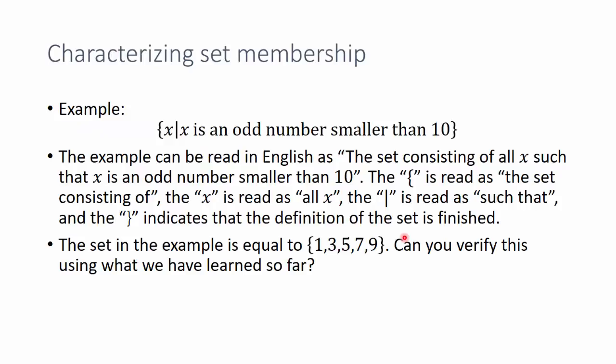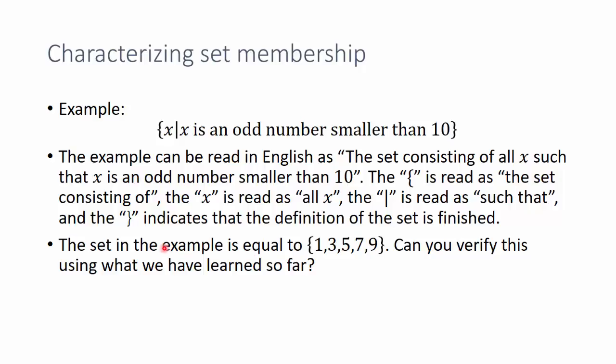So here's an example that should make clear what we mean. We have here a definition of a set. It is the set of all x such that x is an odd number smaller than 10. As we did when we defined the set by enumeration, we start defining the set by using the opening curly brace. And then we say x, or some variable, such that x satisfies some condition, and then close the curly braces.